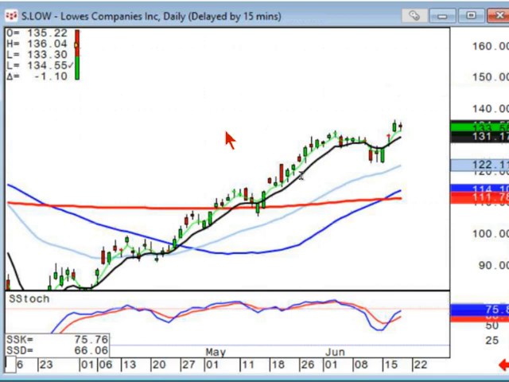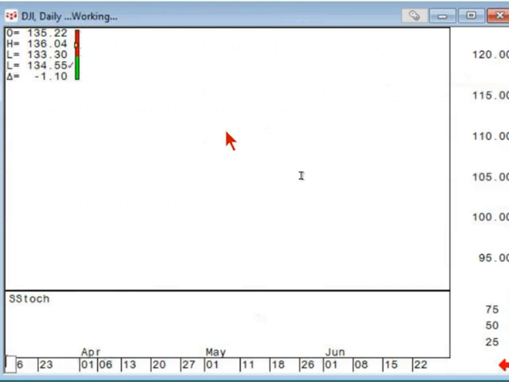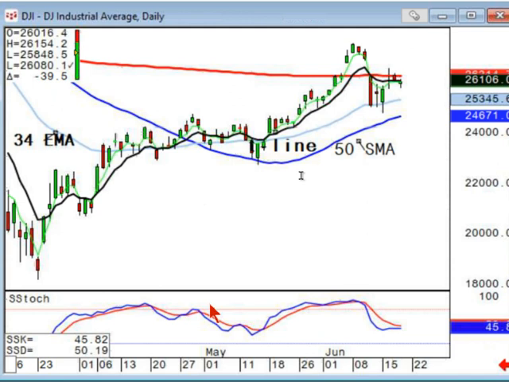All right, everybody. Markets in general are not really going in any great direction. That's why you want to take advantage of the patterns.